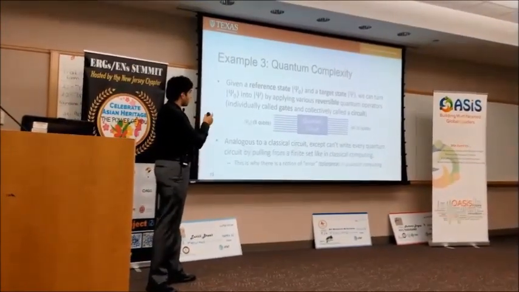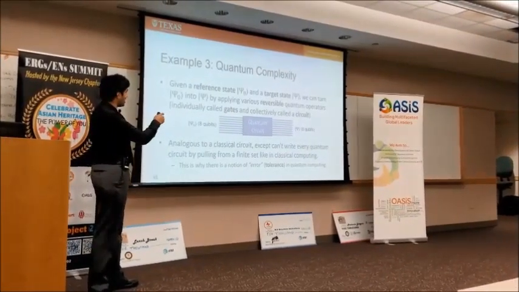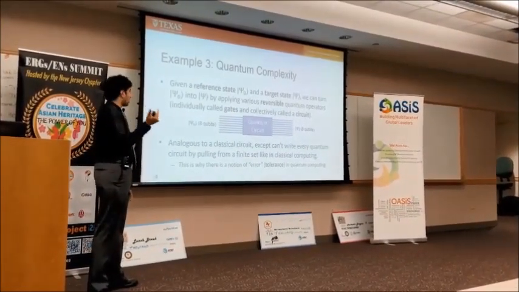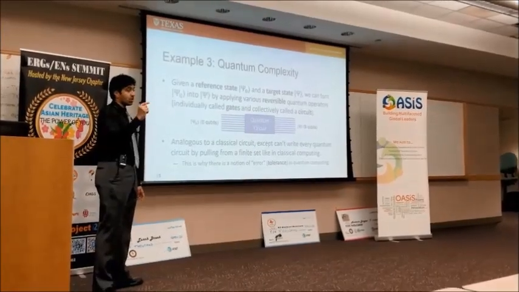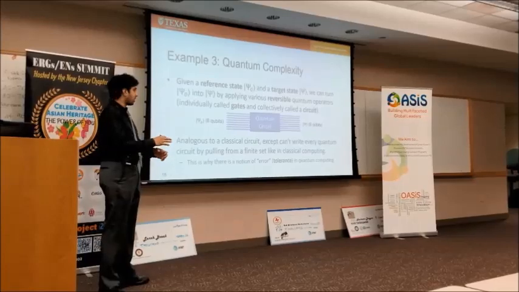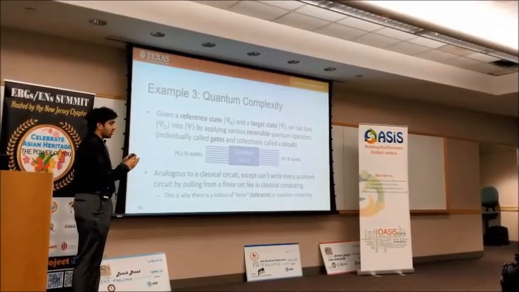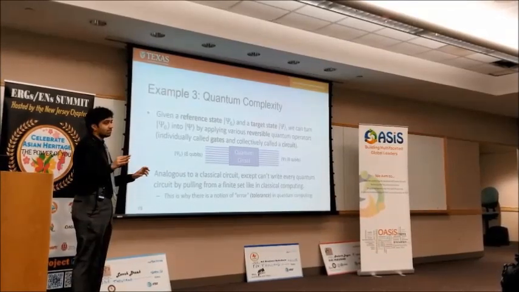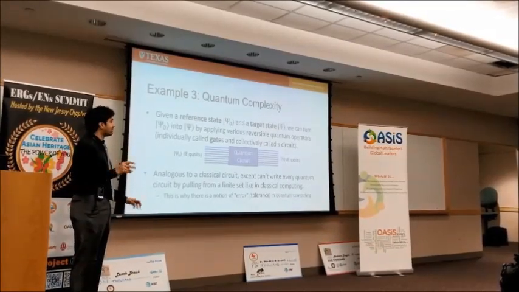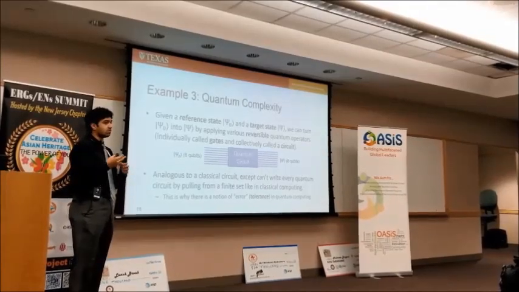Now, given a reference state and a target state, we can turn that reference state into a target state by applying a bunch of reversible quantum operators. We call those quantum operators gates, and we call our collection of gates a circuit. As long as we get within a certain tolerance of our target state, we're good. A quantum circuit is just fine. And if we have that tolerance, then we have a finite set of gates that we can pull from.